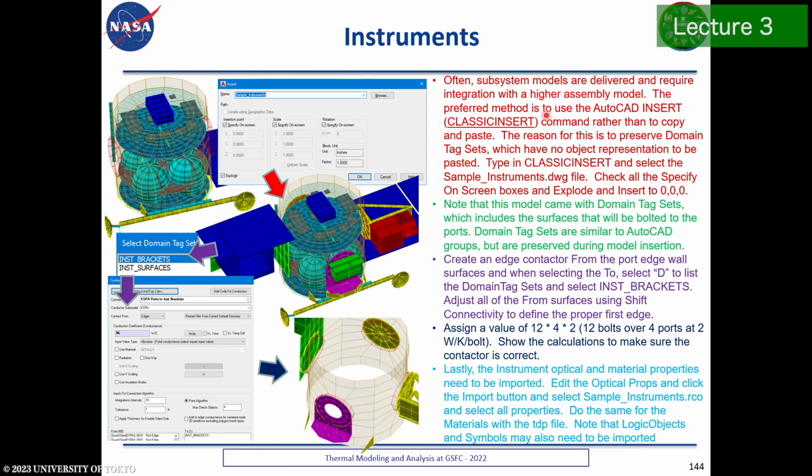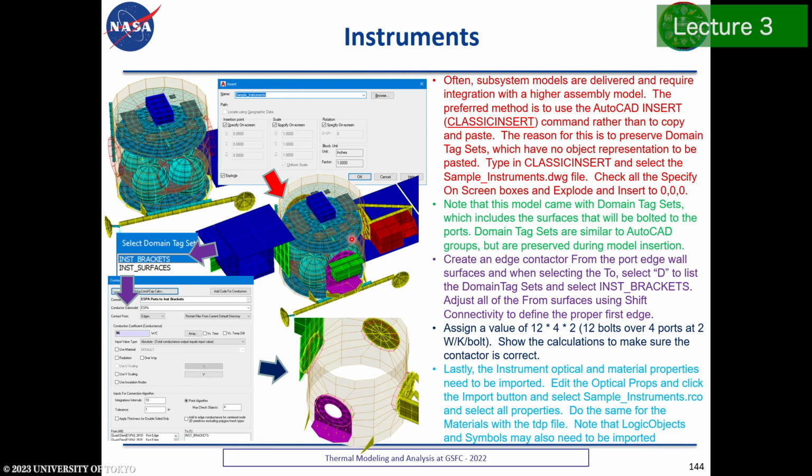So what we were demonstrating in this part is basically how to bring in the instrument model, which had the brackets and then the dummy instruments, and they had two domain tag sets here: instrument bracket and instrument surfaces. Both of these we ended up using, so we contacted from the edges at the ports to the instrument brackets in order to establish the contact there, and that's what this is doing. So it makes it easier to select things.